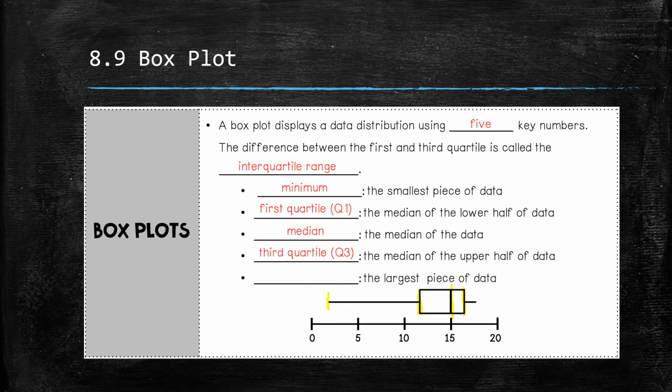Then we have the largest data value, which is called the maximum, and that's located right here at the end of the whisker. So you have the box, and then you have the bars, and those are considered the whiskers. The 5 numbers that make up the box and whisker plot are also called the 5-number summary of the data set.